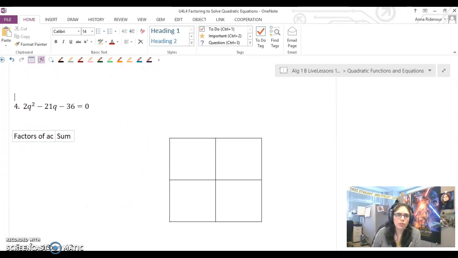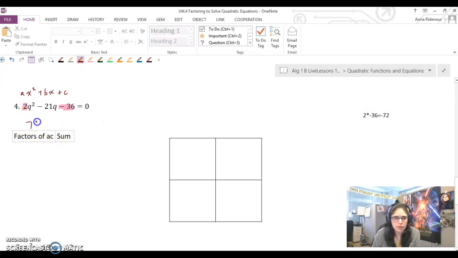So moving on to our next problem, you should have a couple of different ways that you know how to solve these. I prefer the box method, so that's what I'm going to use. So I need to find my AC. So I need to multiply my A term, which is 2, times my C term, which is -36, because our general form is ax squared plus bx plus c. So 2 times -36, -72? 2 times -36 equals -72.